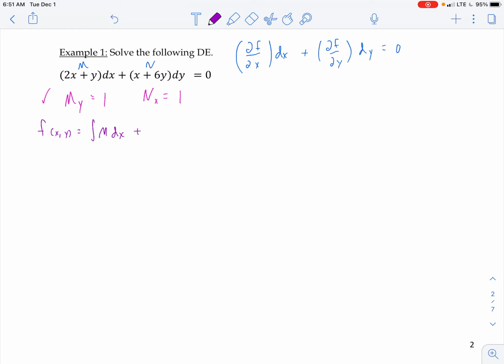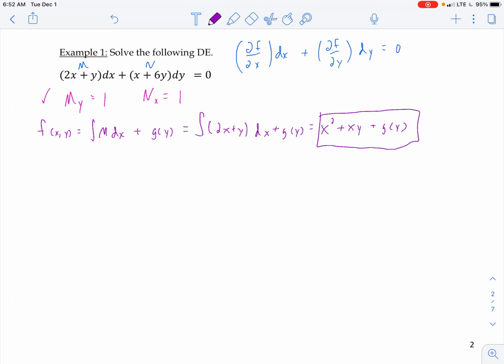Plus the others. We always know that it's also going to give us what our g of y was. So when we integrate M, we're integrating 2x plus y dx, and then we have plus g of y on the outside. We integrate 2x and just get x squared, plus xy, and then plus our g of y. So now we have f of x, y. This is what our solution is going to be, but we've got to find what our g of y is.